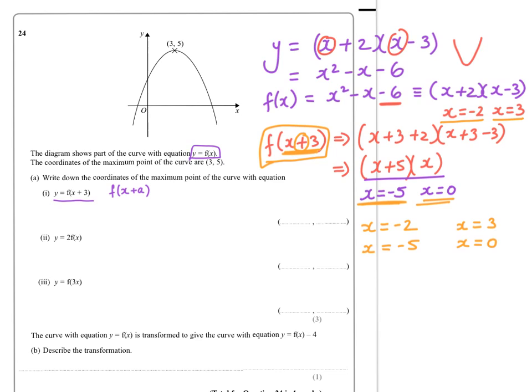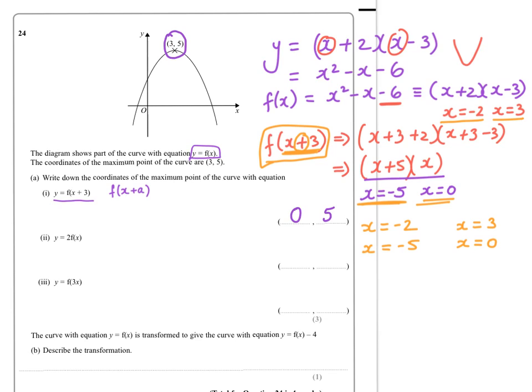In this question here, we're just going to say that the maximum point here, 3, 5, all that's going to change is the x value is going to become 3 less, so 0, and the y value is going to stay the same.